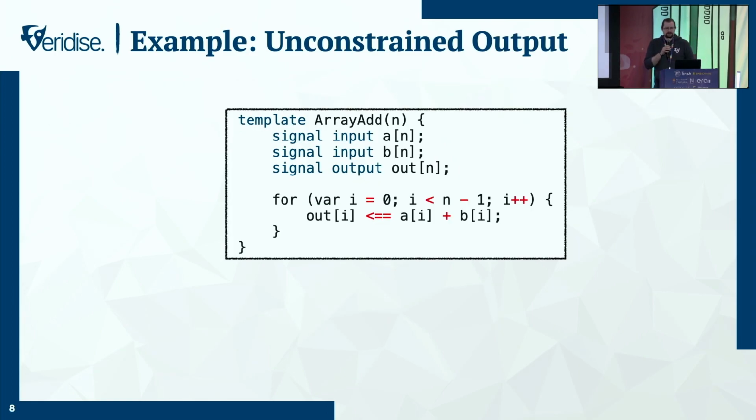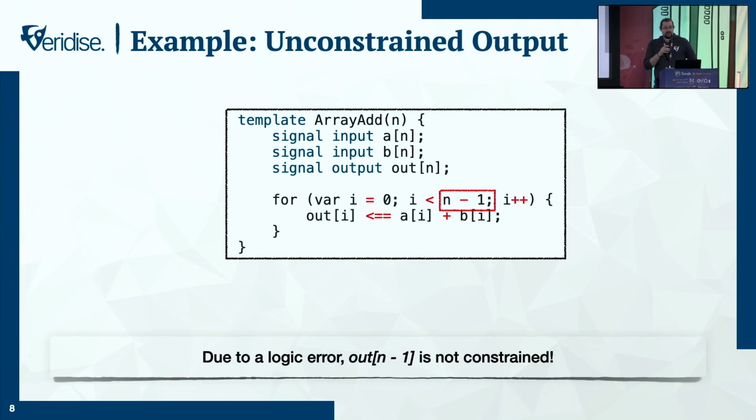Here, as an example, let's take a look at this circuit. Essentially the problem that we have is right here. What happens in this case is the developer intended to add two arrays. They iterate over the array, but they forget to iterate up until n-1. As a result, they do not constrain that last element of the out array. What this means is that the out array is completely unconstrained and will accept any potential value within the verifier. This is particularly bad based off of how this circuit ends up being used.